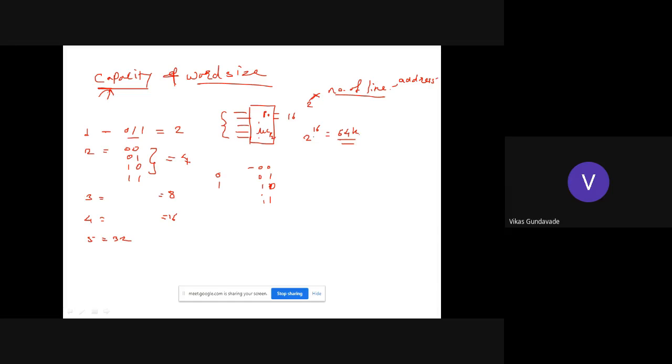Similarly, the second thing is the word size. Word size is nothing but how many bits are stored on each line or each space. That means either 2 bits can be stored, 4 bits can be stored, or 8 bits can be stored. So it depends upon that. Here the word size is defined.